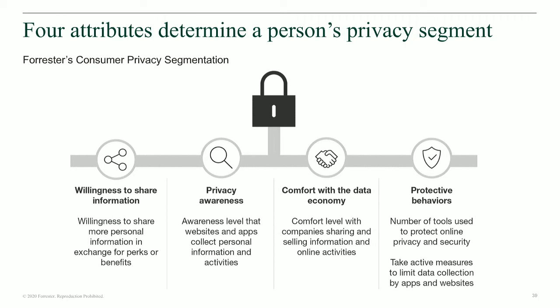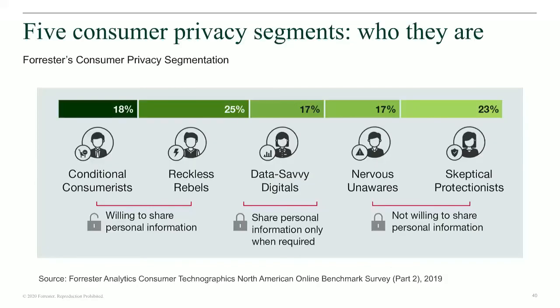And with all of this within our research, we've determined that there are five different privacy segments to recognize here. Each of them has their own bit of a profile about willingness to share information, how they behave online, and how they feel about privacy. And so this is the breakout for what we see within the US, within our online benchmarks of how the online population breaks out.